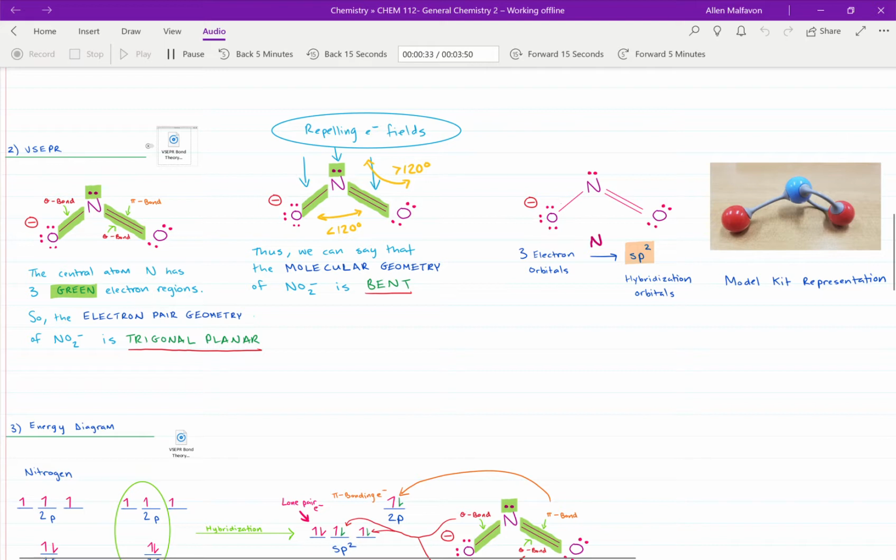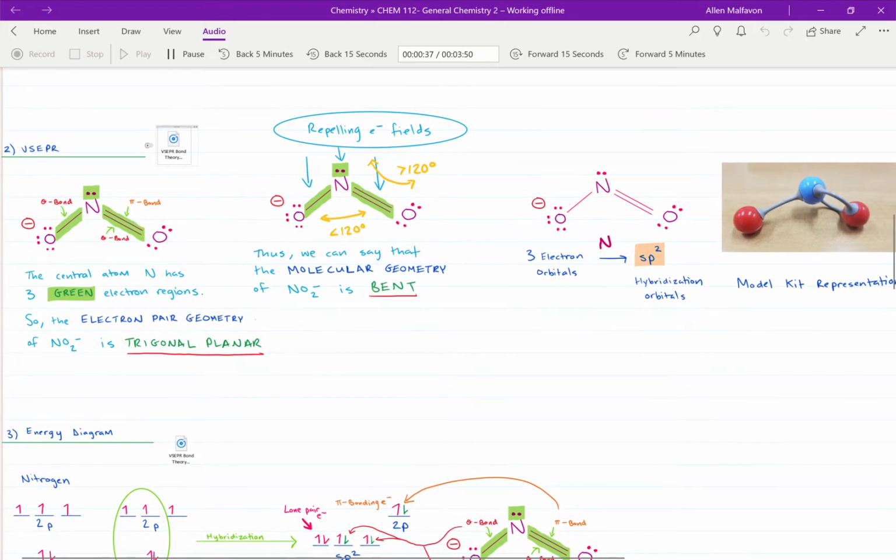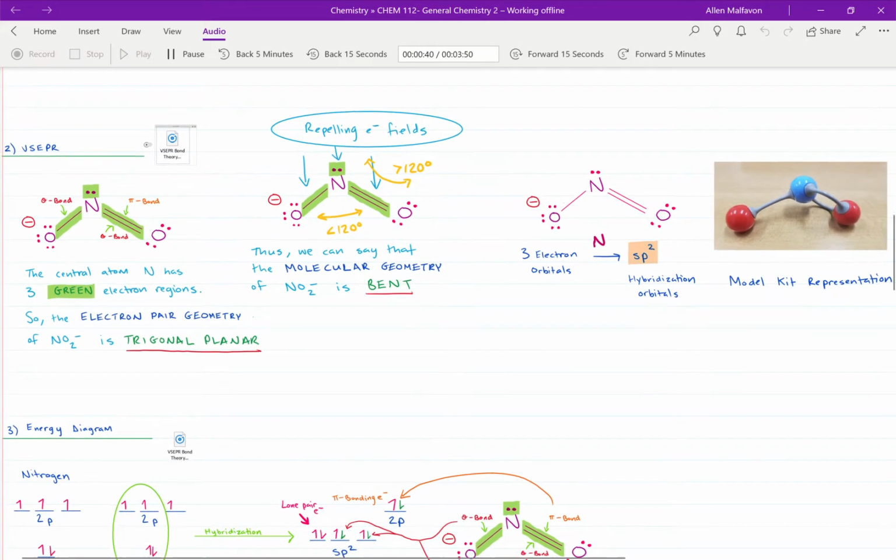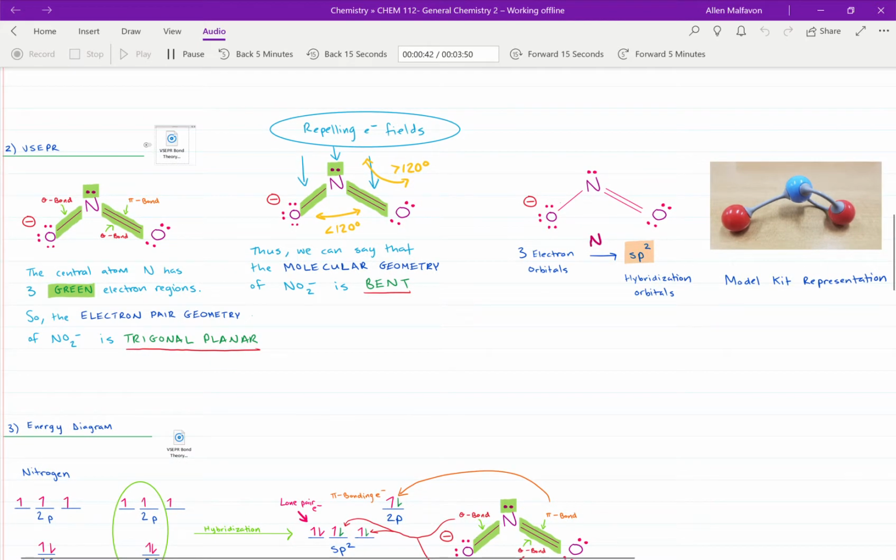We'll see that the blue orb in the middle is the nitrogen atom, and it has a double bond with the oxygen represented by the red orb on the right-hand side, and it also has another bond with the oxygen atom, again the red orb on the left-hand side. So we can say that because nitrogen has 3 electron regions, which I've highlighted in green, that its electron pair geometry is trigonal planar. They're all in the same plane.